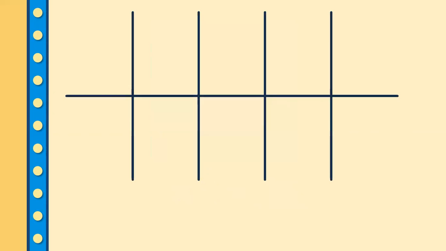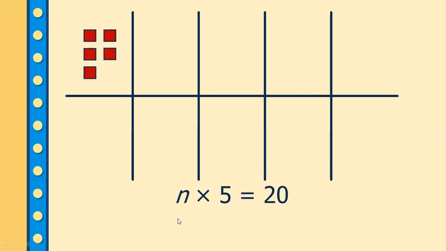All right, we have this kind of graph now here. We're talking about sets and missing digits. So we have the letter N here to represent our missing digit. And this is what's going to represent how many sets. So we know we have 5 red blocks in each set, but we don't know how many sets we need in order to get to 20.